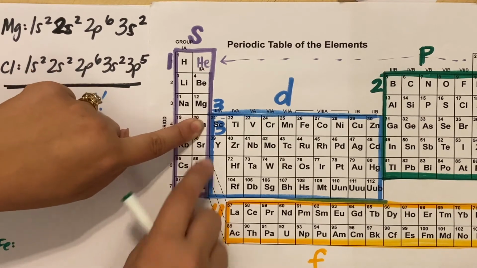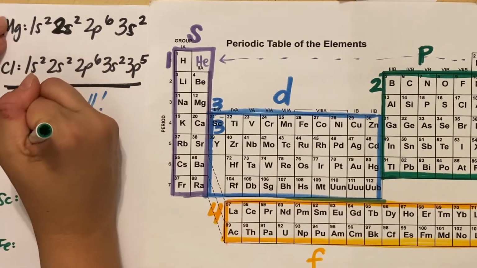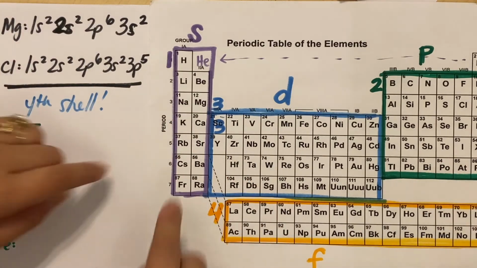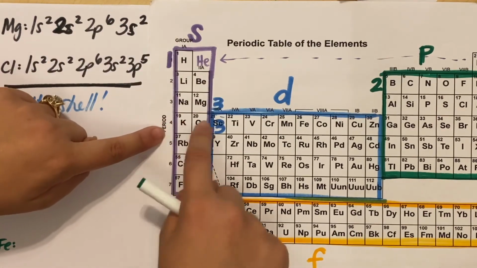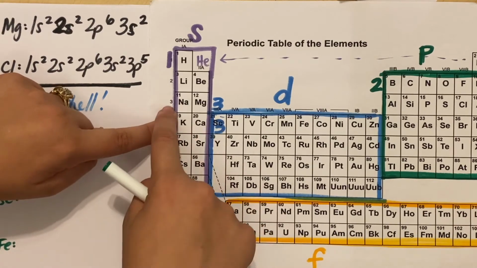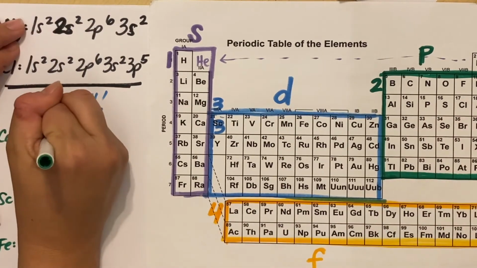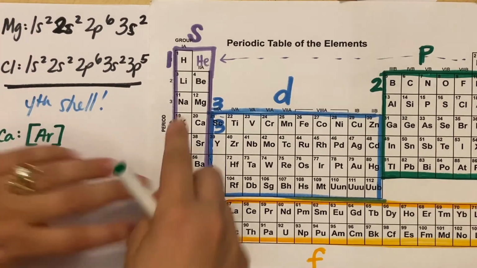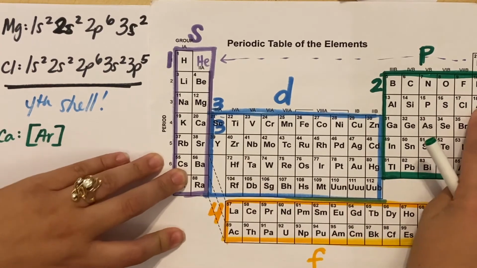Okay, actually, there is an abbreviated way, so you can just put in brackets. Let me teach you this now. You can put in brackets the noble gas directly before it. So calcium, the noble gas that's directly before calcium. So I'm on period number 4, right? I'm on shell number 4. So what noble gas do I have on shell number 3? Argon. Ar. Okay, so I can put in brackets argon to show, all right, I have this full electron configuration up until argon.